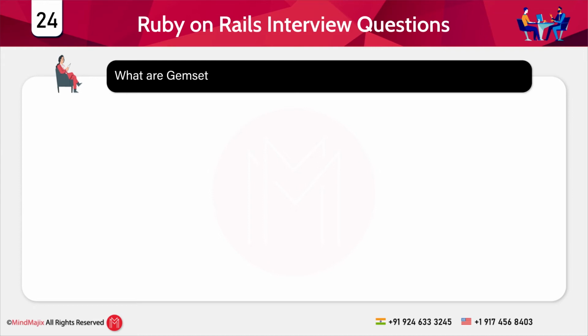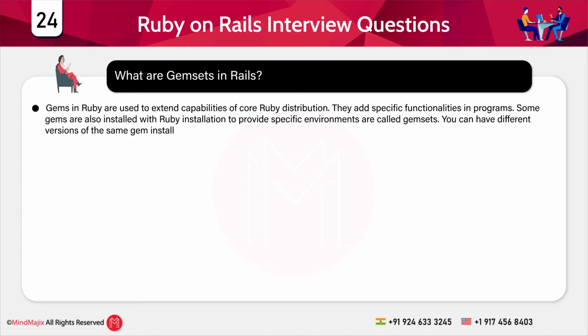What are the gemsets in Rails? Gems are nothing but packages or libraries in Rails. There are various types of gems available in Rails. Gems in Ruby are used to extend the capabilities of core Ruby distributions. They add specific functionalities to your program.